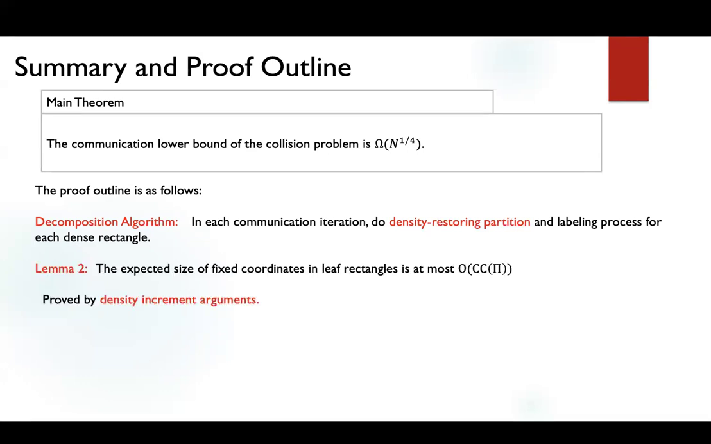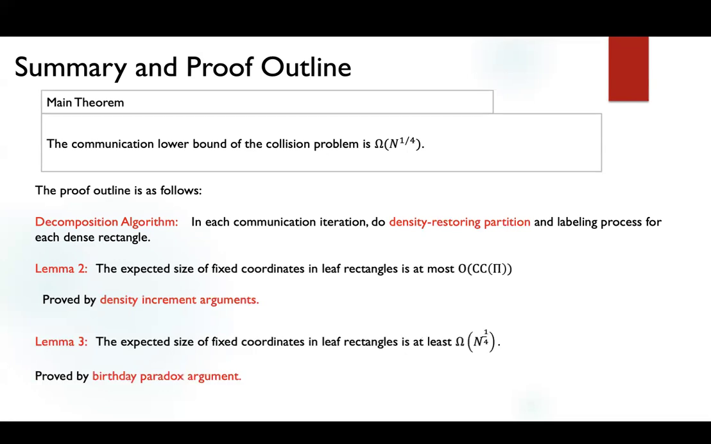By lemma 2, we show that the expected size of fixed coordinates in the leaf rectangles is upper bounded by the communication complexity, which is proved by a density increment argument. By lemma 3, we have that the expected size of fixed coordinates in the leaf rectangles is at least omega of n to the 1 over 4 power. This is proved by the birthday paradox argument.